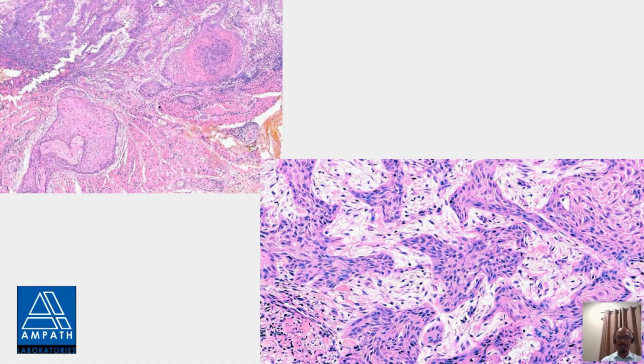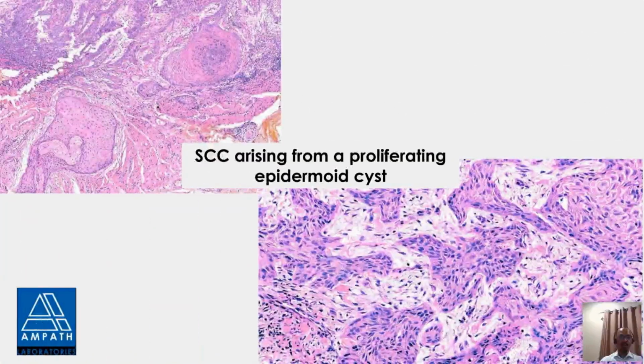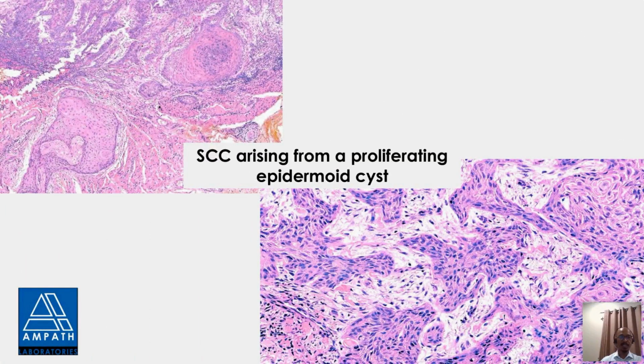And at this high power magnification, there's significant cytological atypia. So this is not just a garden variety epidermoid cyst. This was actually a squamous cell carcinoma arising in a proliferating epidermoid cyst. And the reason I'm showing you this is because often people excise cystic lesions and sometimes they bin them and throw away the tissue, which is not a good thing to do because you don't really know what kind of lesion you're throwing away. It might be an epidermoid cyst, but other times there could be something else growing in that epidermoid cyst.